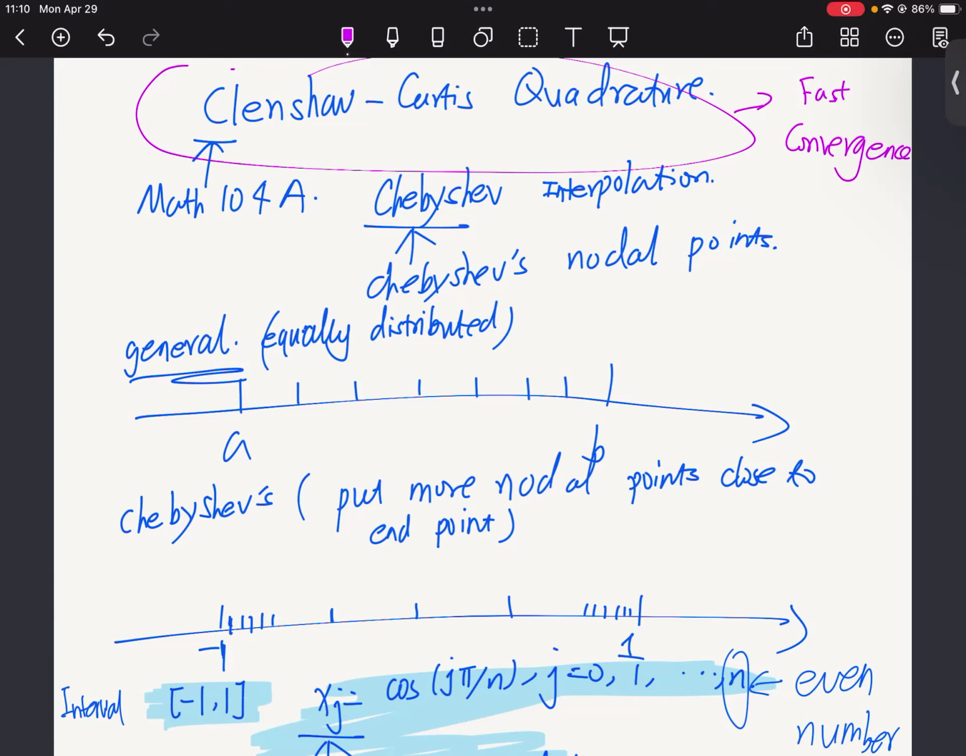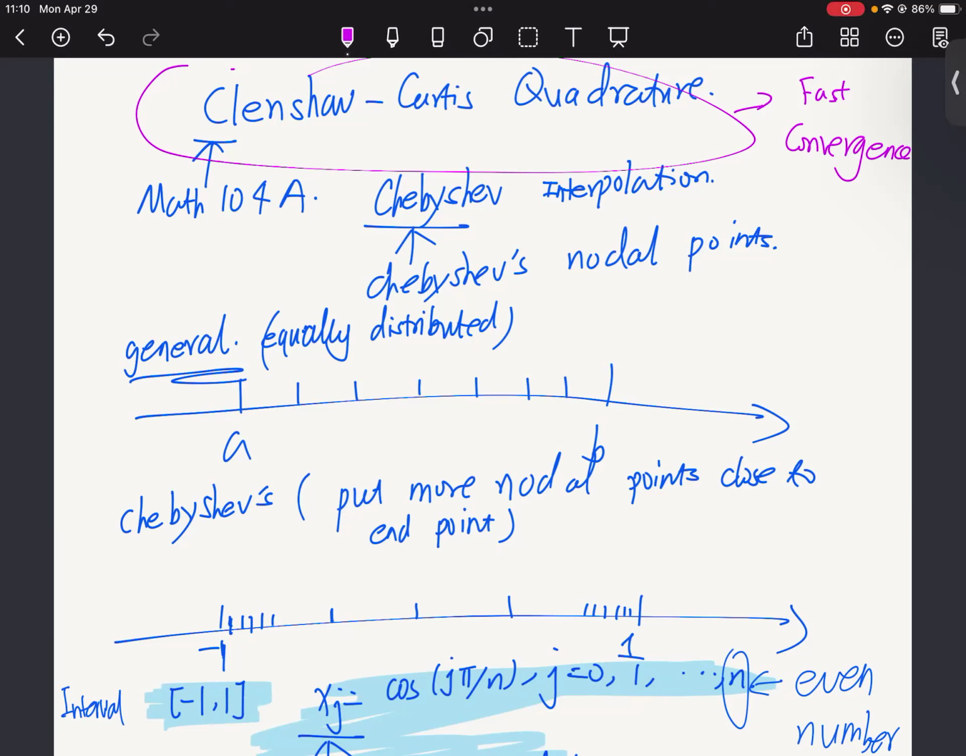And this one, we have fast convergence, and there's another question here. Can we get a higher accuracy quadrature rule? Yes. And one of the benefits of this quadrature rule, you will learn later on, is that you can compute the coefficients with the fast Fourier transform.